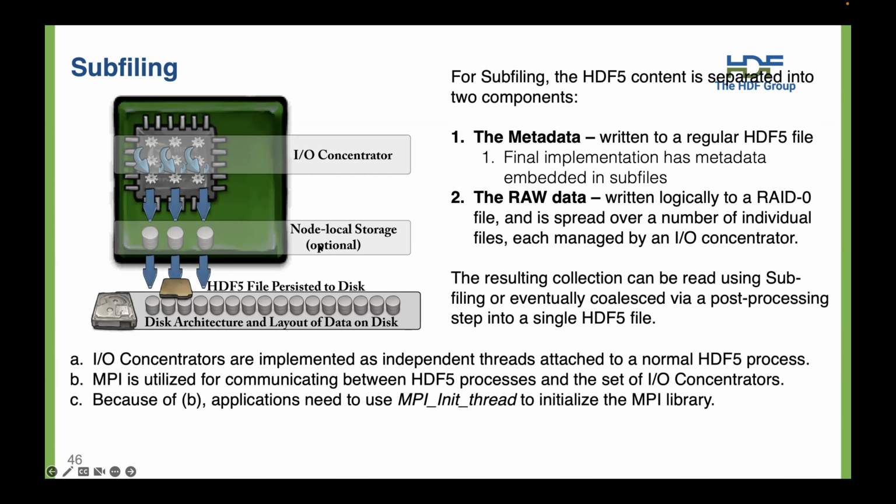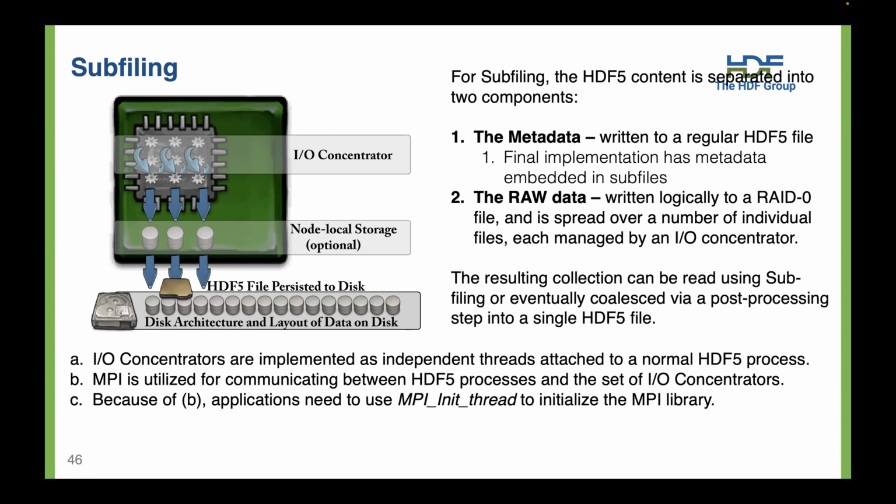Then you have an option: if you have node local storage, you can write to the storage that is local to the node, or you can have it just go to the parallel file system and write the subfiles that way. The IO concentrators are implemented as independent threads that are attached to the normal HDF5. It also uses MPI to communicate between the HDF5 processes and the IO concentrator. Because of that, if you're using just MPI init in your application, it has to be changed to MPI init thread. And we'll see an example.